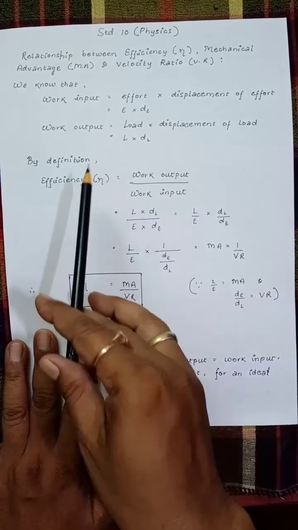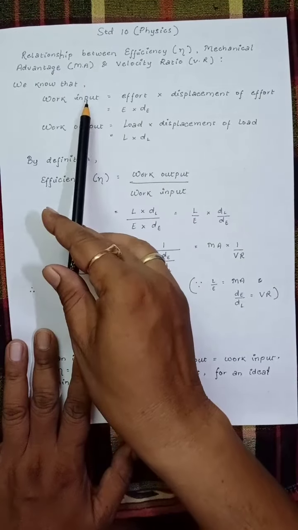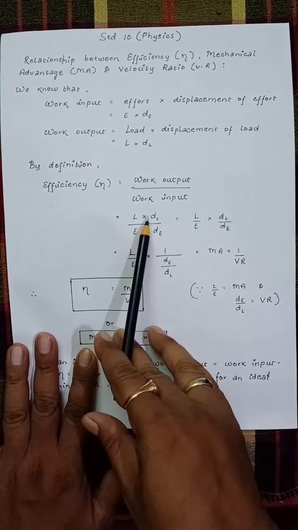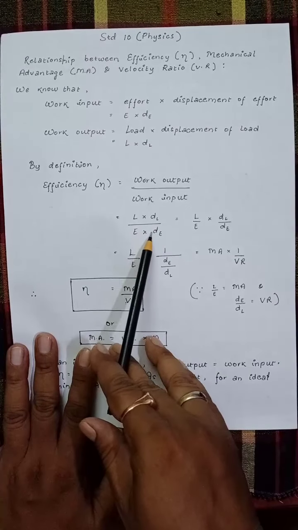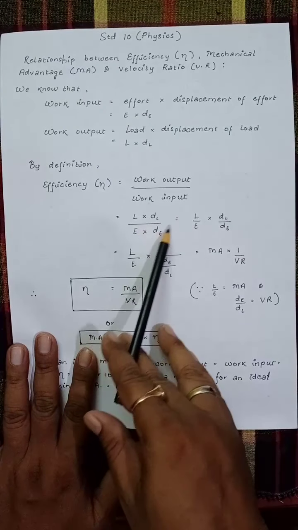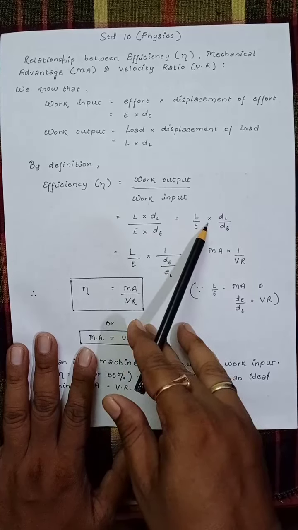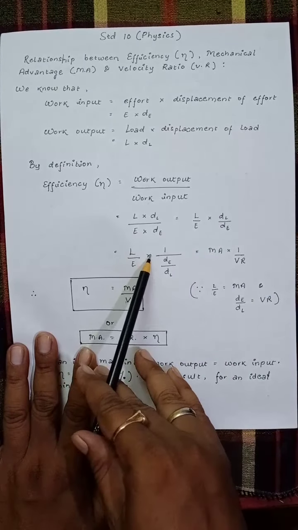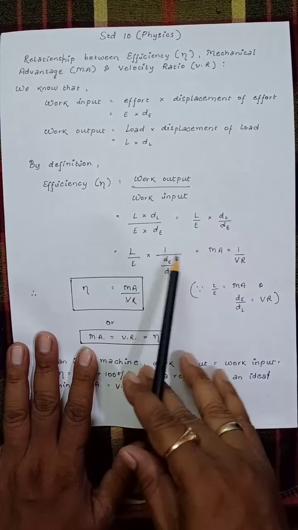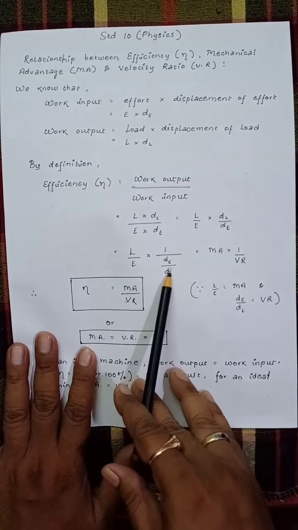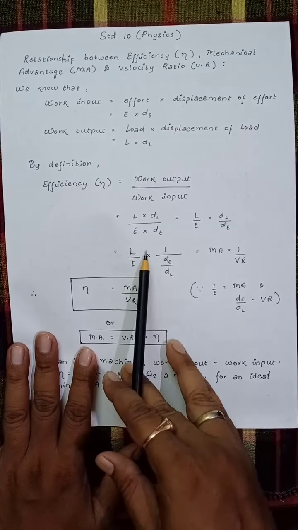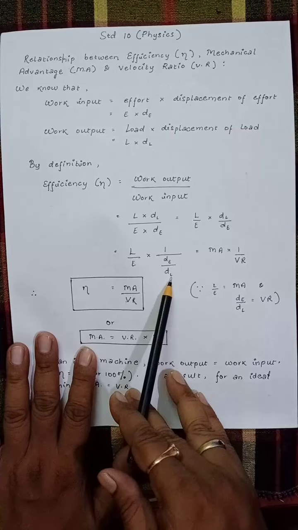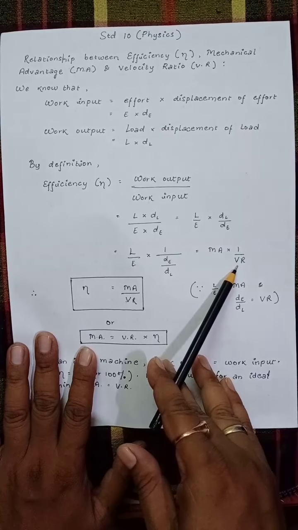Now substitute the value of work output and work input in this equation. So it is load into dl by effort into d, which can be written as L by E into dl by d. So L by E into dl by d can be written as L by E into the reciprocal of d by dl. Now load by effort is mechanical advantage and d by dl is called velocity ratio.